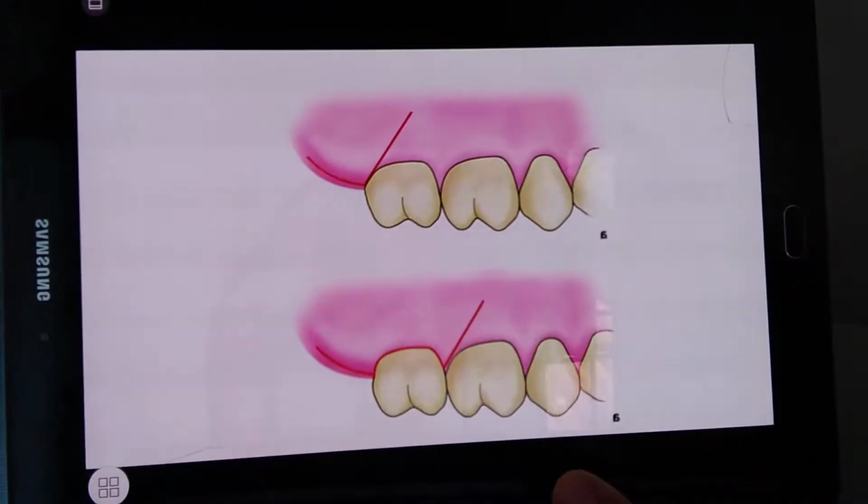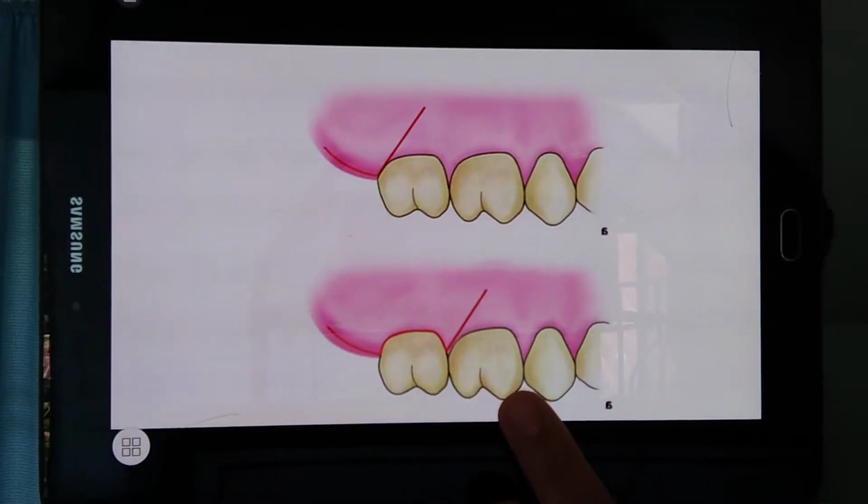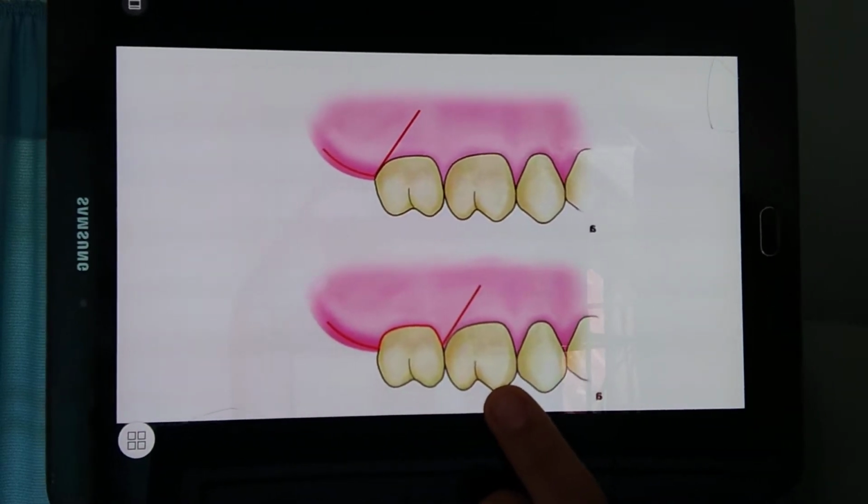Now, let us also talk about the types of flap you are going to make in extracting an impacted maxillary third molar. We have 2 types of flap. The first one, I can show you in the picture, this one. The first flap is called the triangular flap.